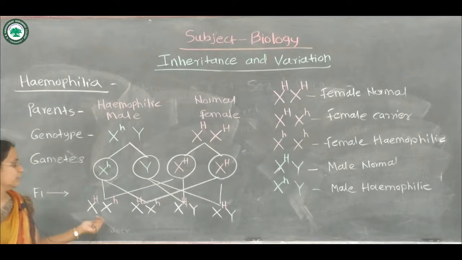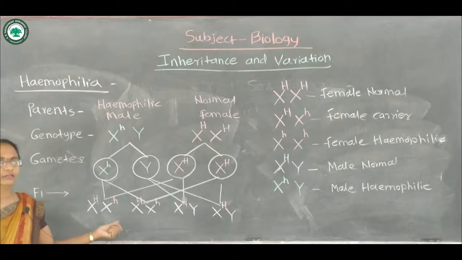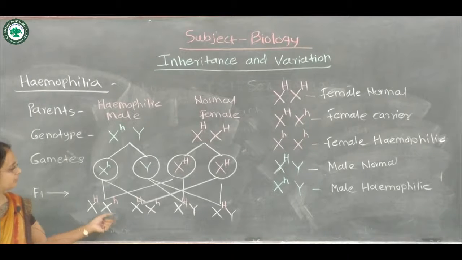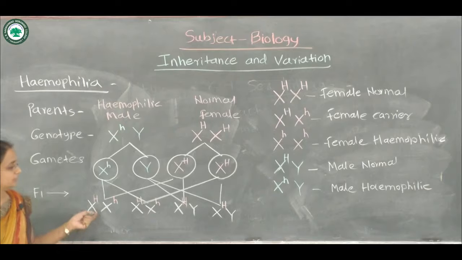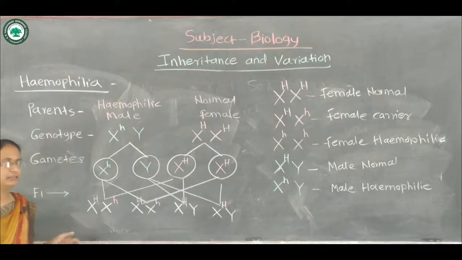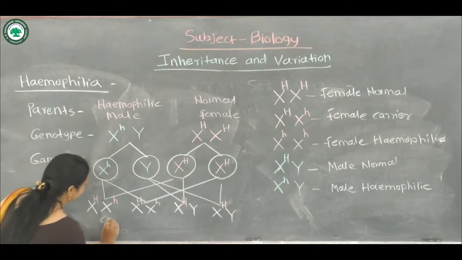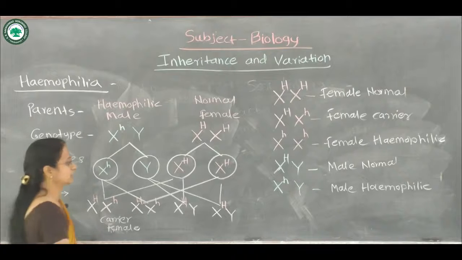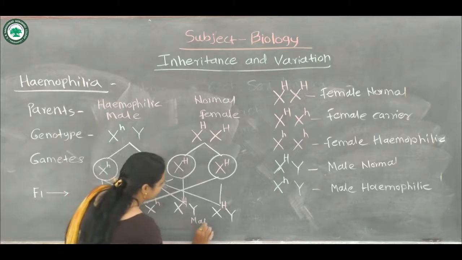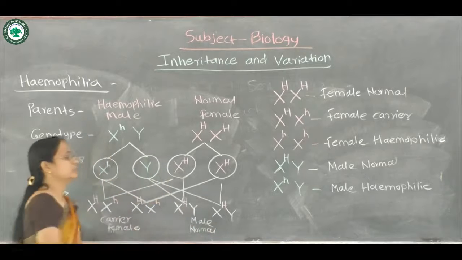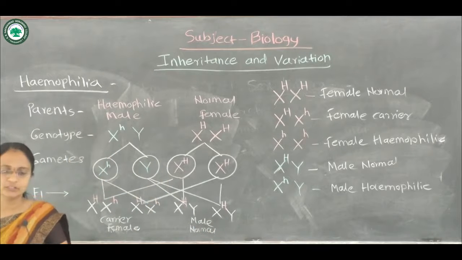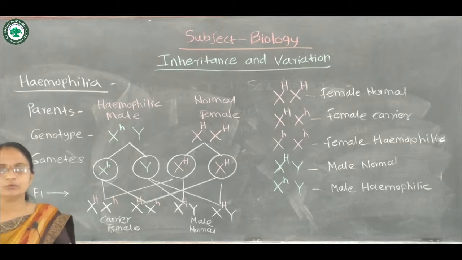Means in the F1 progeny, here the females are 50% and 50% males are there, but these 50% females are the carrier of the hemophilic condition, and here these males are normal, because both the males are having the dominant genes. This is about hemophilia.